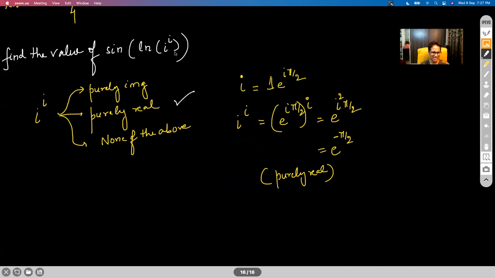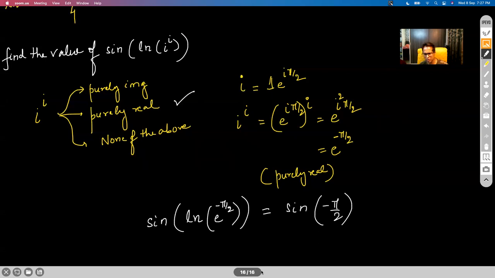Now see, the question setter has asked you sine of ln of i to the power i, which you just now figured was e to the power minus pi by 2. So ln of e to the power minus pi by 2 is actually minus pi by 2. I hope you all know your log properties by now. And sine of minus pi by 2 is negative 1. So the answer to this question is negative 1.